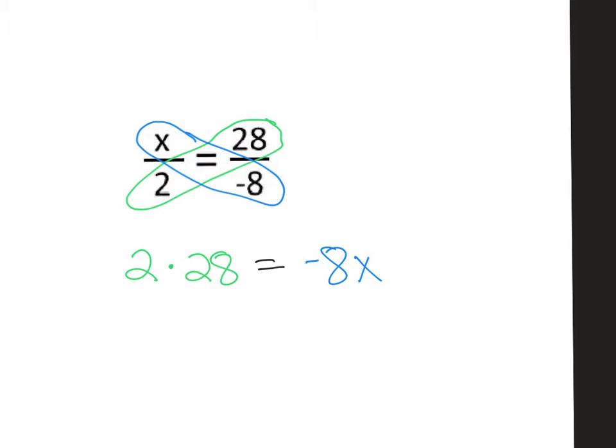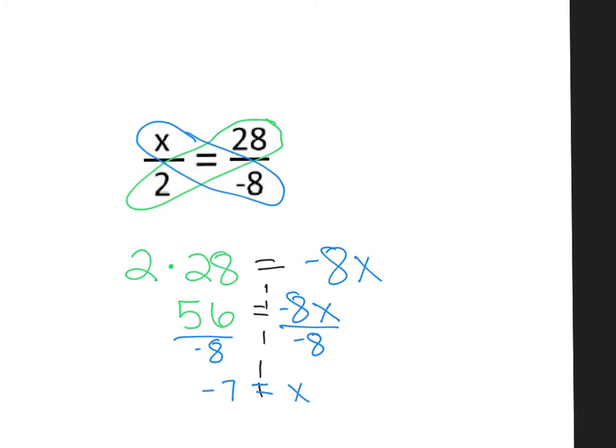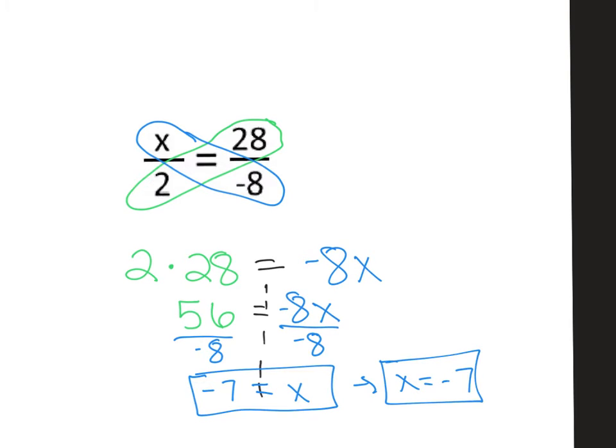So we've got 56 equals negative 8x, excuse me. Now we need to divide both sides. Remember, whatever we do to one side, we do to the other. We divide both sides by negative 8 to get x alone. Negative 7 equals x, and that's our answer. Or, like mathematicians like, x equals negative 7. I don't have a preference.